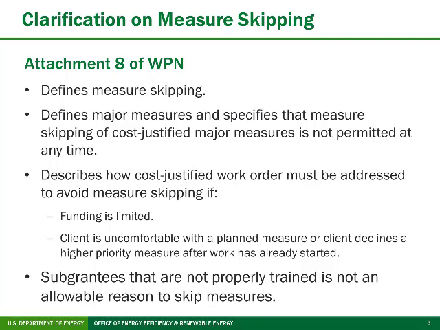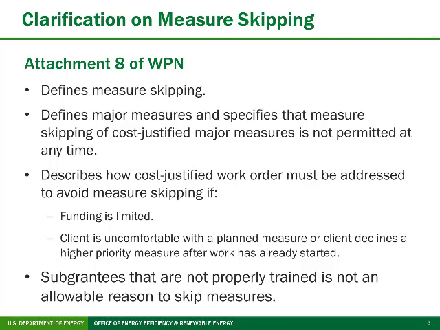It also defines major measures, specifically air sealing, duct sealing of ducts outside the thermal envelope, attic, wall, and floor or belly insulation are all included in the major measures definition. Skipping of a cost-justified major measure, a measure from that list, is not permitted at any time. However, there are some circumstances where a measure may have to be removed from the work order in certain circumstances. One of those circumstances is if funding is limited.